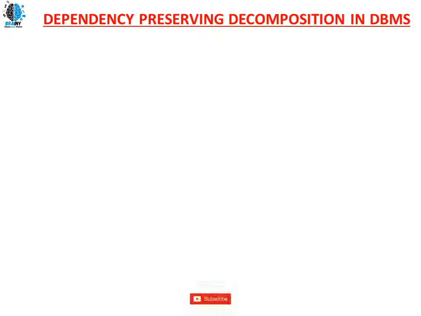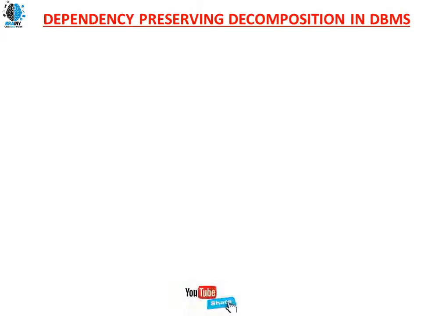Dependency preserving decomposition in DBMS. What does it mean? As we know, every table in database management system will have functional dependencies. So why are we going to decompose the table? To make the table into normal form. Whenever we decompose a given table which has functional dependencies, after decomposition into two or more tables, the functional dependencies of the original table should reflect in the decomposed tables as well.